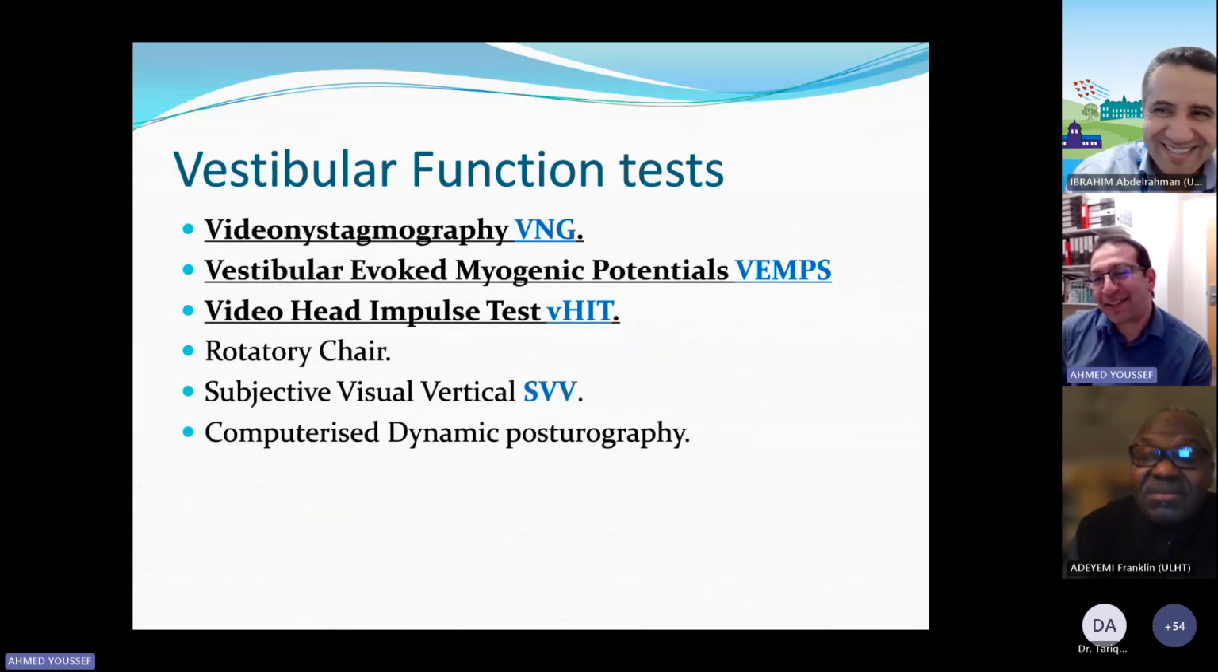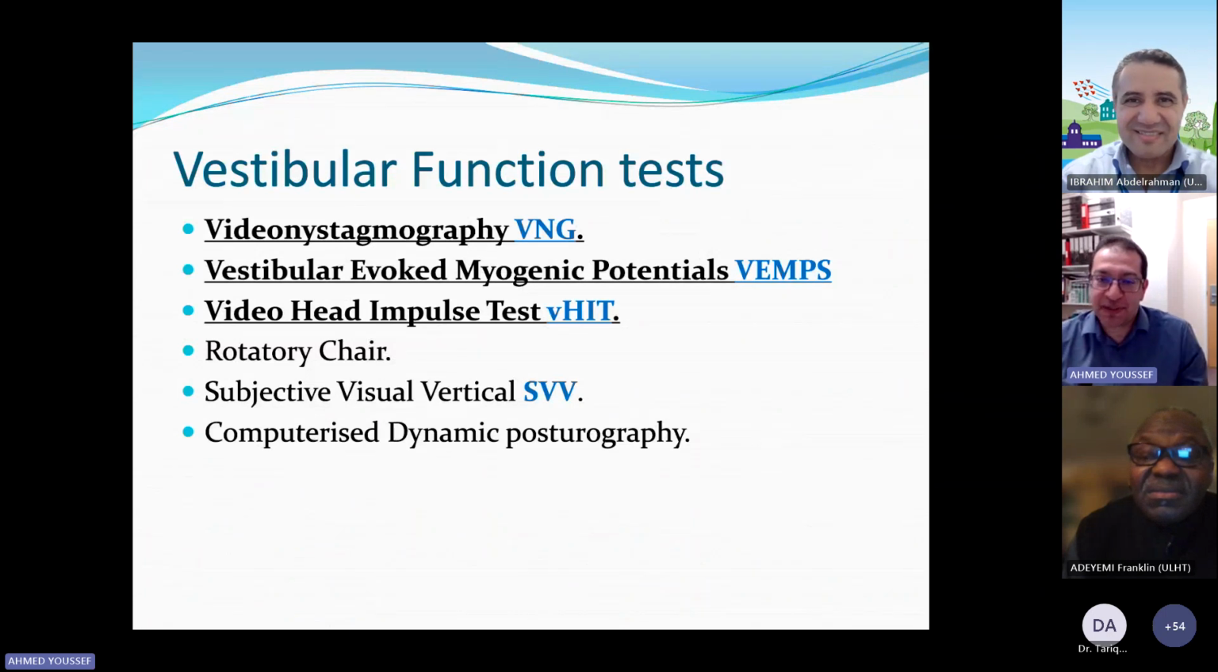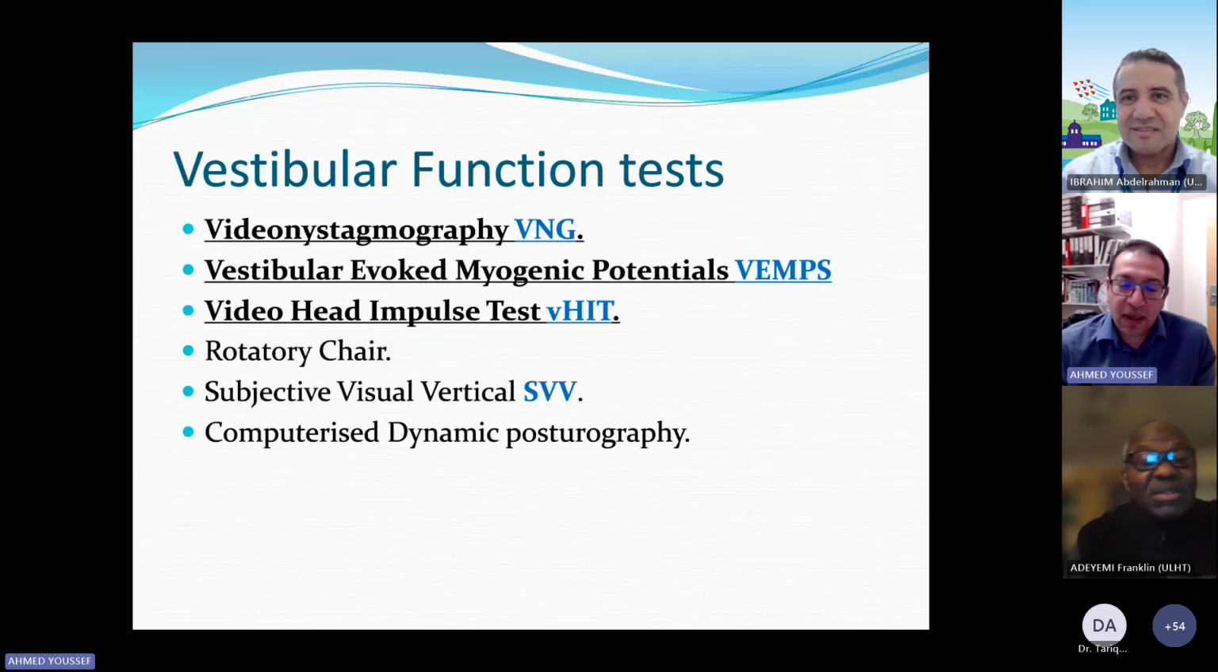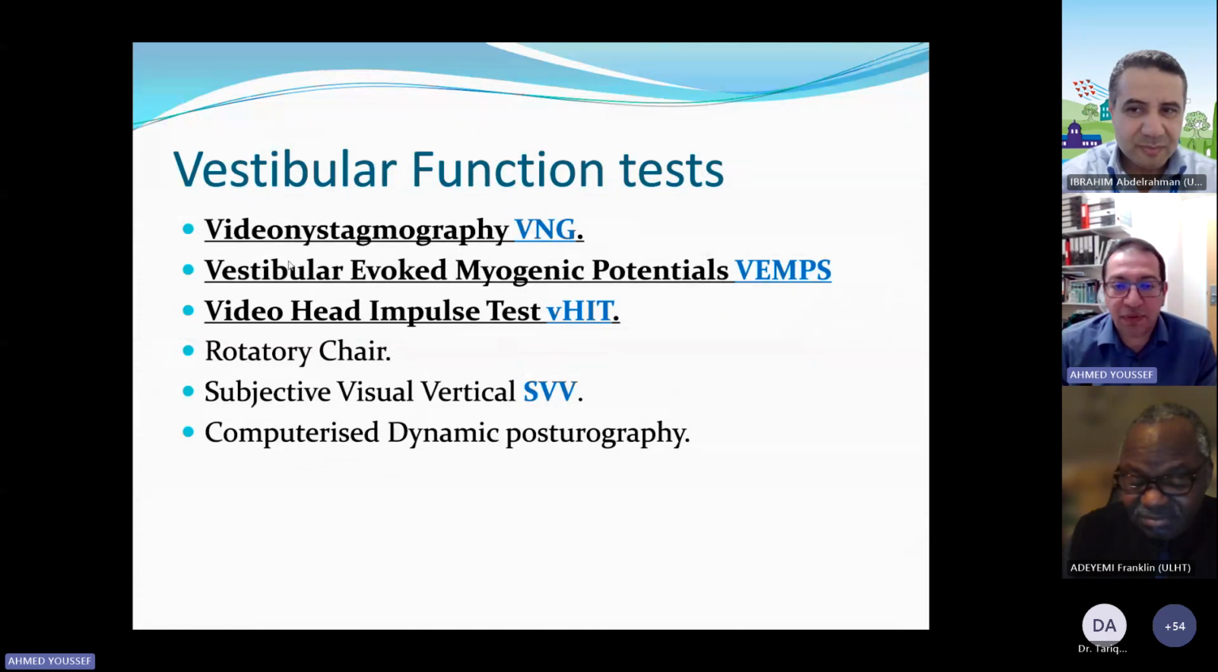All right. So in terms of the vestibular function tests, I've listed here the common ones. I mean, there are definitely a lot more. And I'm going to go through quickly the 3 more readily available tests around the UK here. So we've got, of course, the video nystagmography, or the VNG, the vestibular evoked myogenic potentials, the VEMPs, and the video head impulse test, or the VHIT.